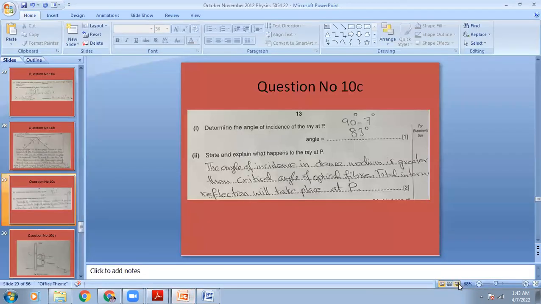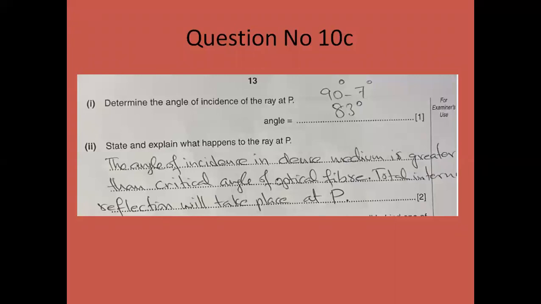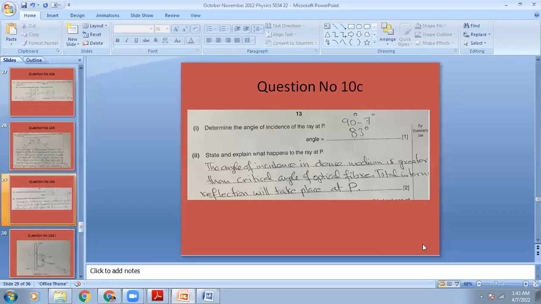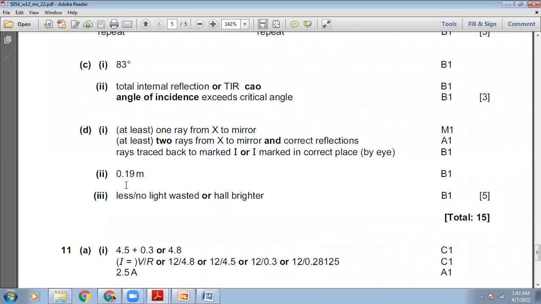So let's have a look at my answer. The angle of incidence in the dense medium is greater than the critical angle of the optical fiber. The total internal reflection will take place at P. So this is total internal reflection. Total internal reflection, angle of incidence exceeds critical angle. Okay, so for the marks, we have written that angle of incidence.